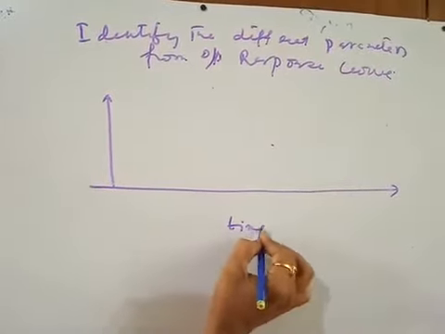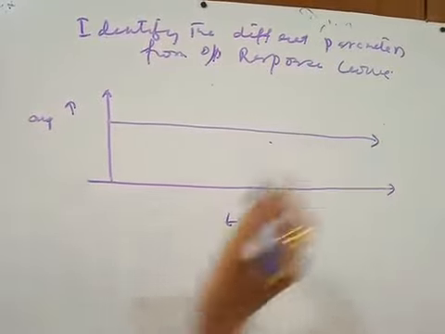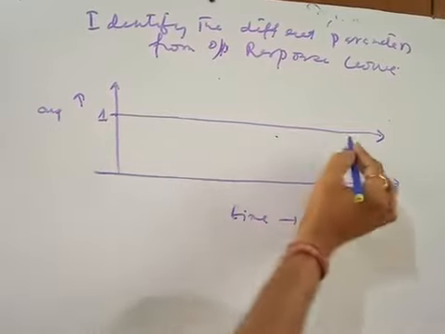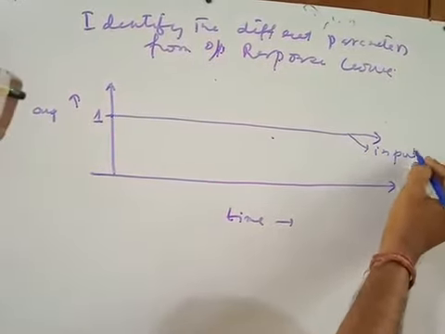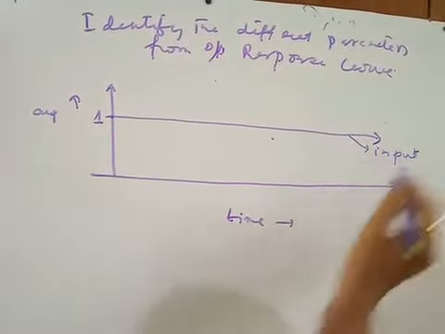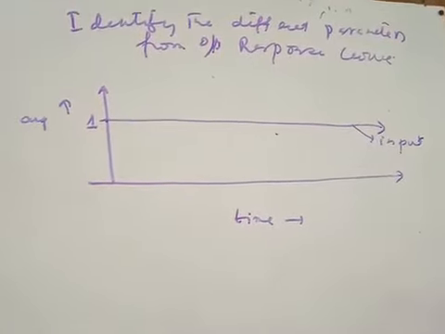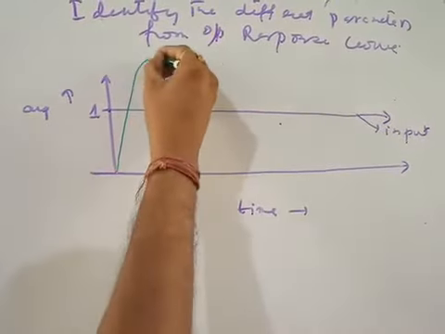This is your time axis, this is your amplitude axis. Now we are applying this unit step signal. So definitely this curve is the input. Now I am just giving an example of a second order system. So for a second order system, the response characteristic curve is like this.